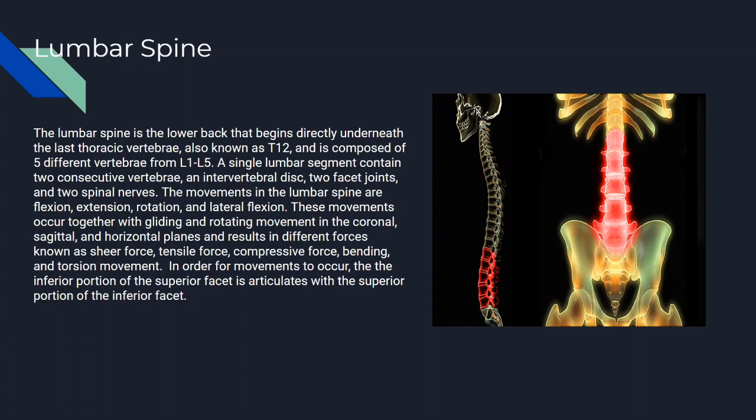The movements in the lumbar spine are flexion, extension, rotation, and lateral flexion. These movements occur together with gliding and rotating movements in the coronal, sagittal, and horizontal planes and result in different forces known as shear force, tensile force, compressive force, bending, and torsion movement. In order for movements to occur, the inferior portion of the superior facet articulates with the superior portion of the inferior facet.